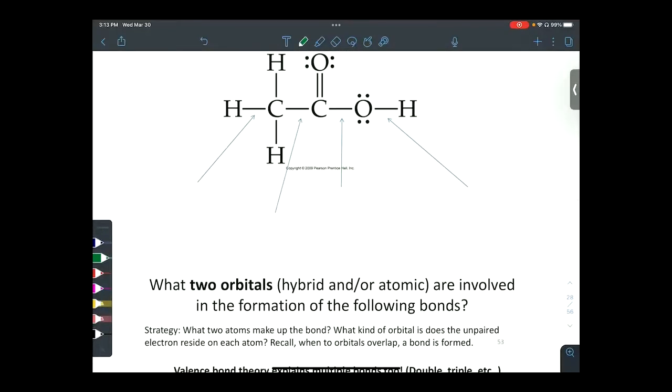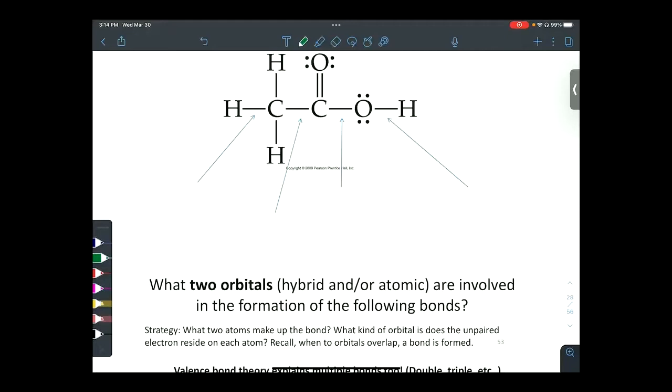So here, I'm not pointing to the atoms. I don't just say, what's the hybridization of that carbon? I say, what are the orbitals involved in the formation of this bond? But really what that question is asking is what 2 orbitals are involved in that bond. So you just look at the 2 adjacent atoms and ask yourself, what are the hybridizations of those 2 adjacent atoms that combine to form that bond?